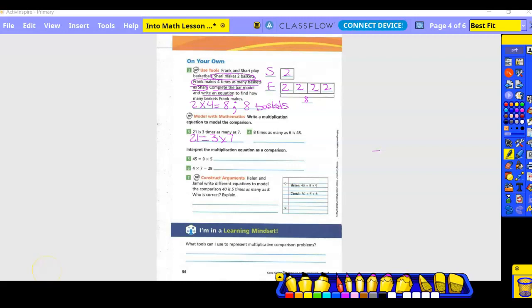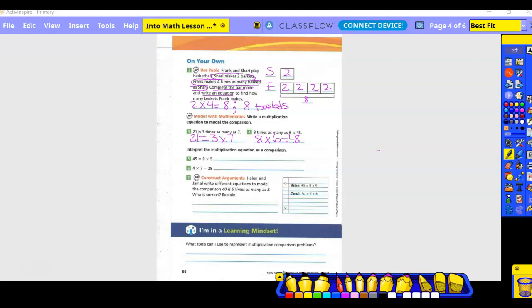Number 4, 8 times as many as 6 is 48. So what am I going to write first for my equation? 8, and then "times" means what symbol? Multiplication, right? Then times what? 6. "Is" means what symbol? Equals. And then what am I putting? 48.